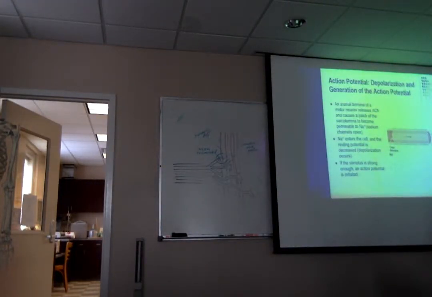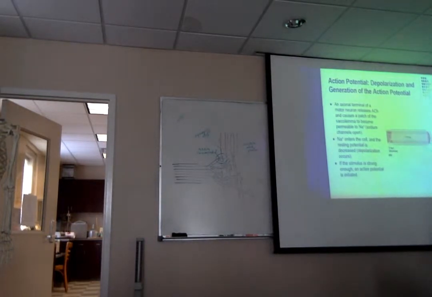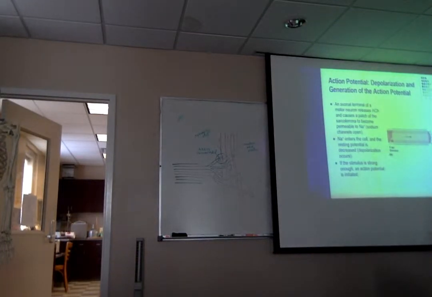Now, we said with the opening of chemically gated channels, sodium comes into the cell. That means at the site where sodium enters, we have a change in membrane potential, such that the inside now becomes positive. The resting membrane potential is decreased. Depolarization occurs. If enough sodium moves into the cell, then this depolarization event is self-propagating. It's going to start to move across the entire sarcolemma.